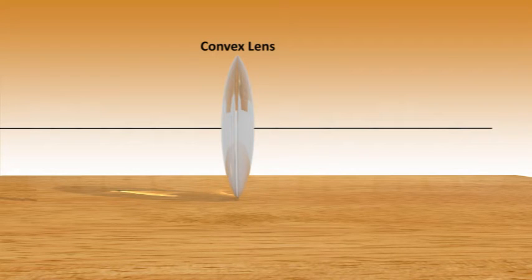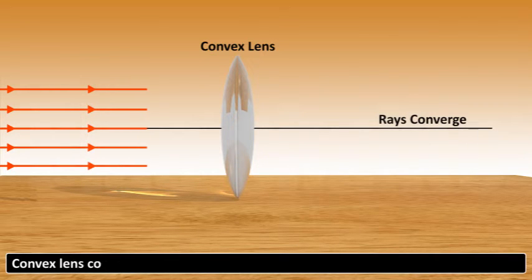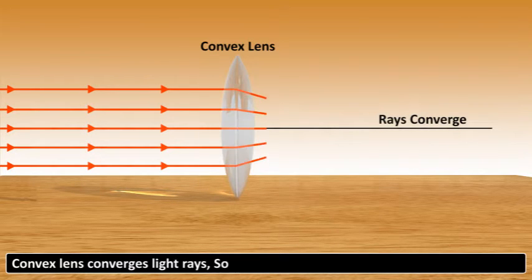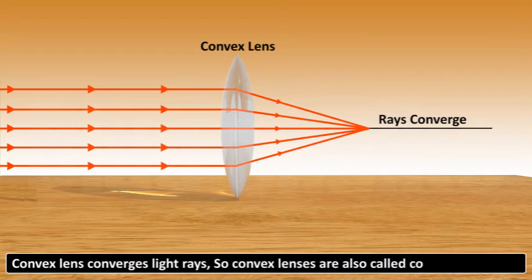A convex lens has two spherical surfaces bulging outwards. That is why it is called double convex lens. It is thicker at the middle and tapered at the edges. Convex lens converge light rays, so convex lenses are also called converging lenses.